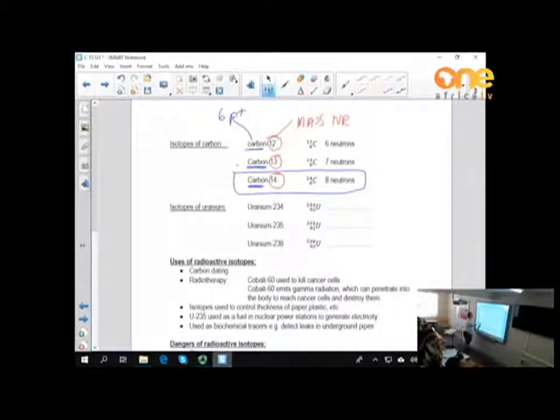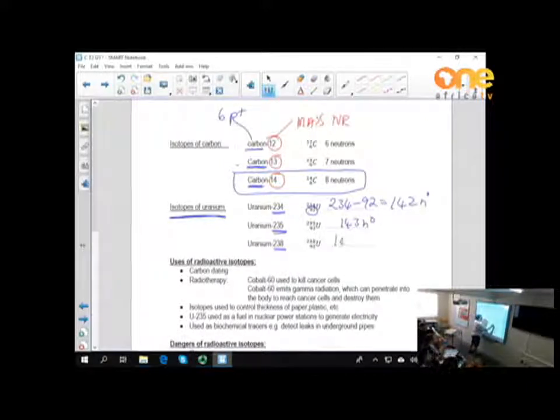Okay. If we have a look at isotopes of uranium, well, uranium 234, that's the mass number, protons plus neutrons. Uranium 235, protons plus neutrons, 238, protons plus neutrons. So, if uranium has 92 protons, how many neutrons does the 234 isotope have? Calculate. 234 minus 92 equals 142 neutrons. Is that right? Okay, the next one? 143 neutrons. And the last one? 146 neutrons. All right. You follow?